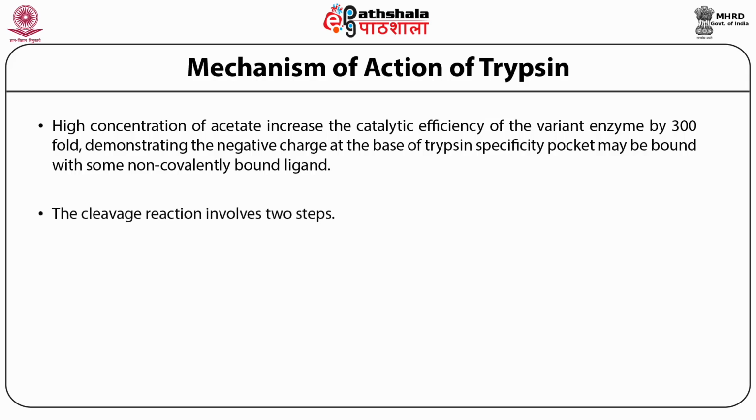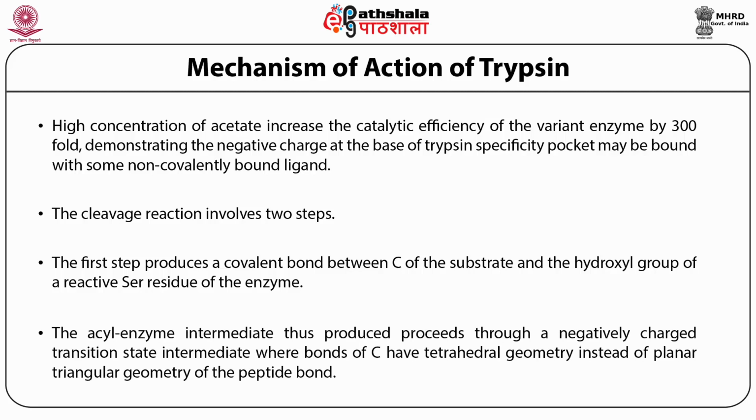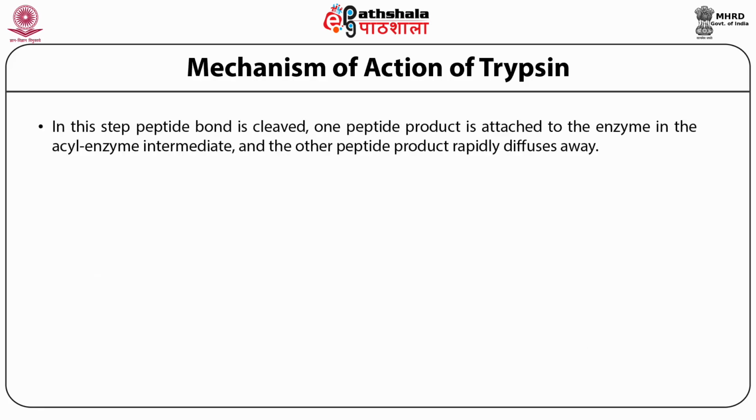The cleavage reaction by trypsin involves two steps. The first step produces a covalent bond between the carbon of the substrate and the hydroxyl group of a reactive serine residue of the enzyme. The acyl enzyme intermediate, which is produced, proceeds through a negatively charged transition state intermediate where bonds of carbon have tetrahedral geometry instead of the planar triangular geometry of the peptide bond. In this step, the peptide bond is cleaved. One peptide produced is attached to the enzyme in the acyl enzyme intermediate, and the other peptide produced rapidly diffuses away.